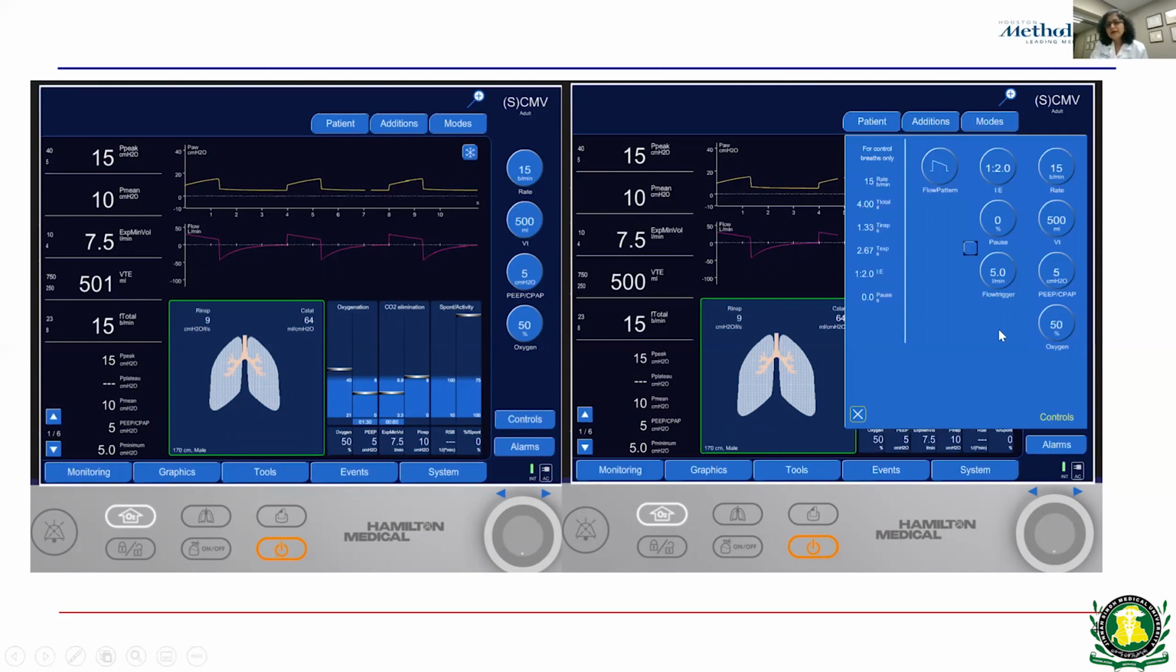On the right-hand side of the screen, I'm showing you the control panel where you can put in the other parameters such as the respiratory rate, the PEEP, the FiO2. And there are two different types of triggers. You can either choose a flow trigger to make the ventilator more sensitive to the patient, or a pressure trigger, which is harder for the patient to trigger the ventilator on.